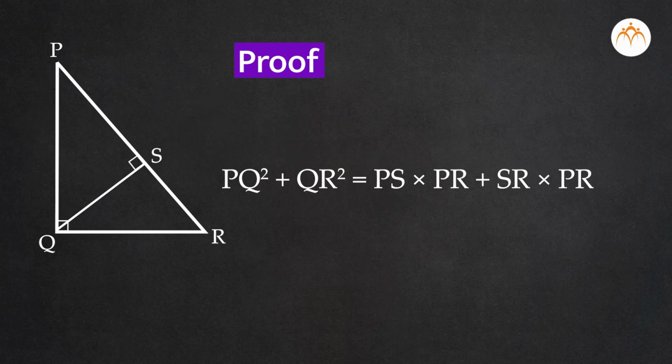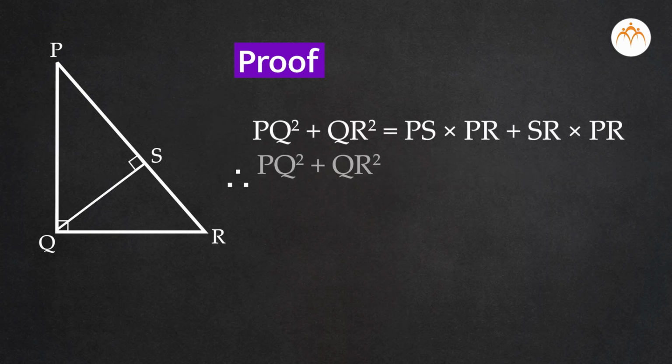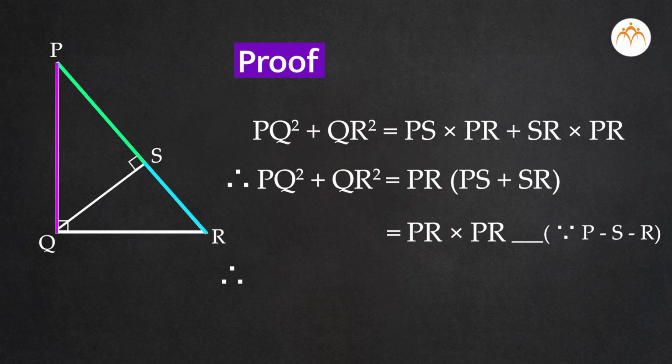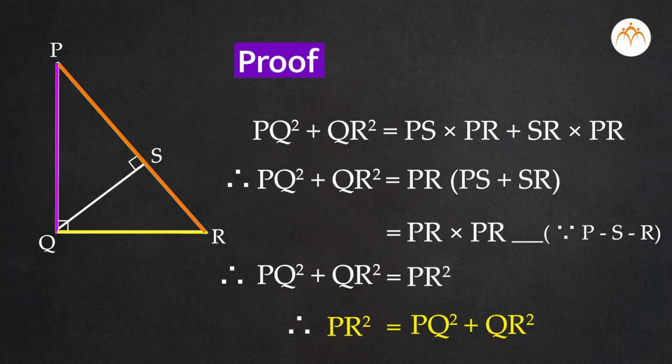SR into PR. Therefore, PQ square plus QR square is equal to PR into (PS plus SR) is equal to PR into PR because point S lies between point P and point R. Therefore, PQ square plus QR square is equal to PR square. Therefore, PR square is equal to PQ square plus QR square. Understand? Now let's study an example.